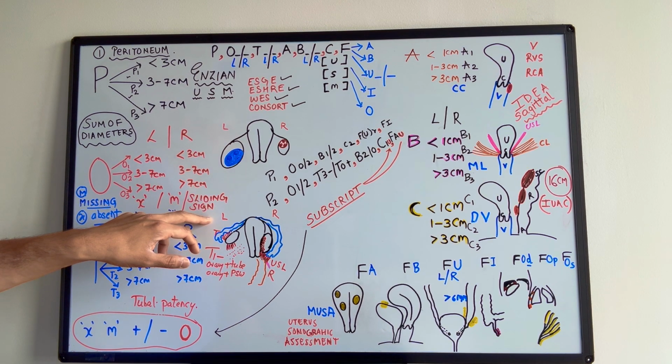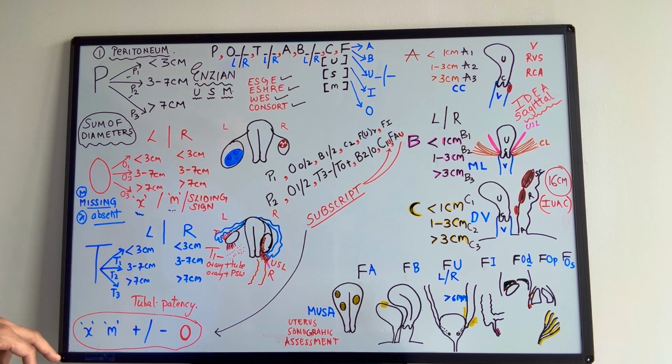In the ovary, there will be a comment about a sliding sign. Maybe it's not absolutely necessary to comment on that. For the tubes, there will be an X that means absent, M means missing, plus means tubal patency positive, minus means tube is not patent. And we'll go back to this 0.